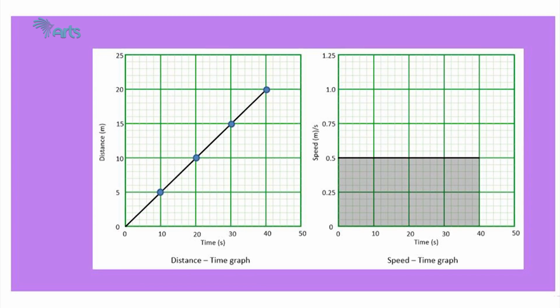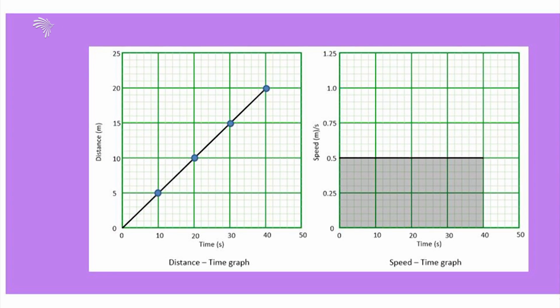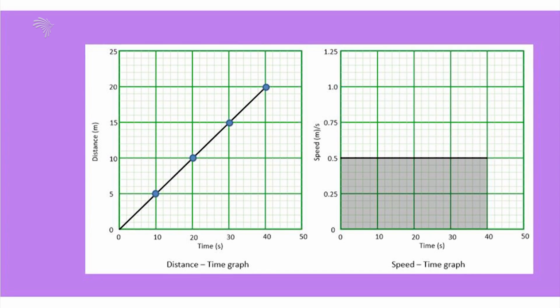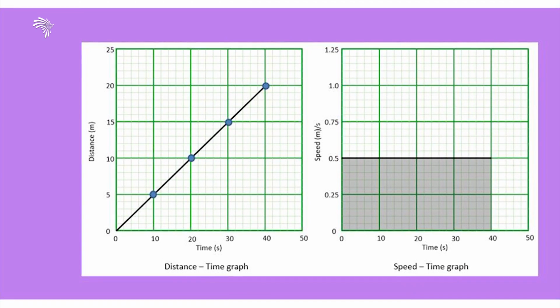So for a distance versus time graph, you will have an inclined straight line to define uniform motion. And if you take any 2 points from the graph and find the slope of the graph, this slope is the same as the speed of that object or the velocity of that object.